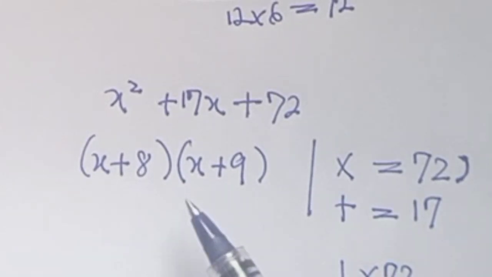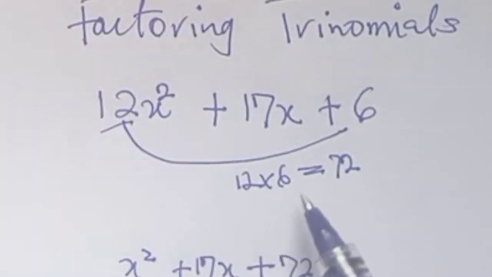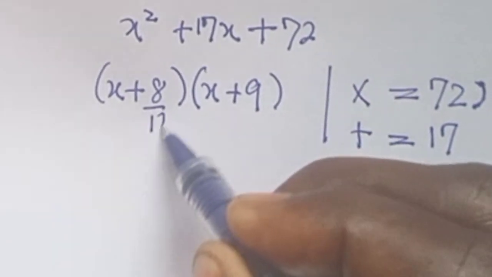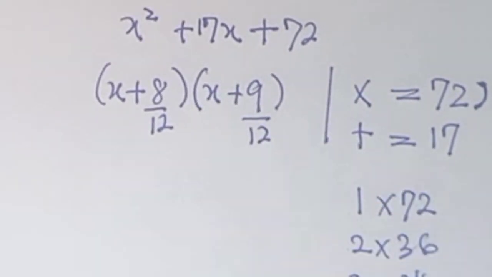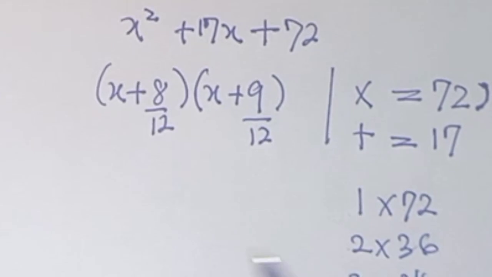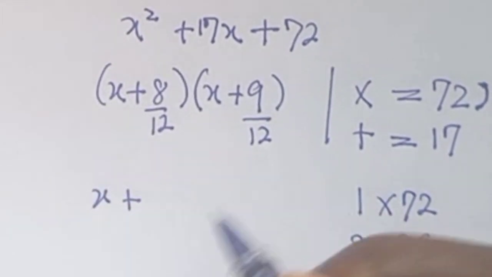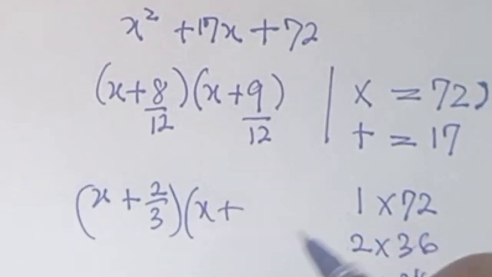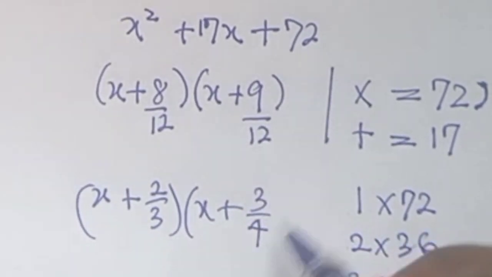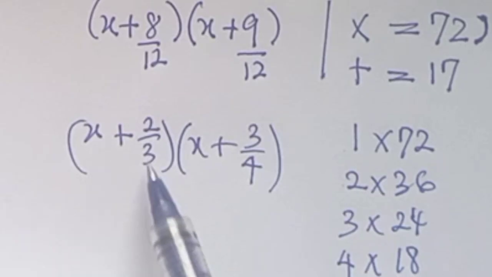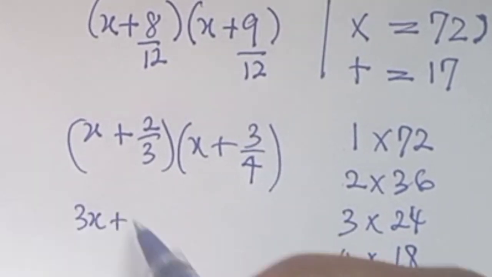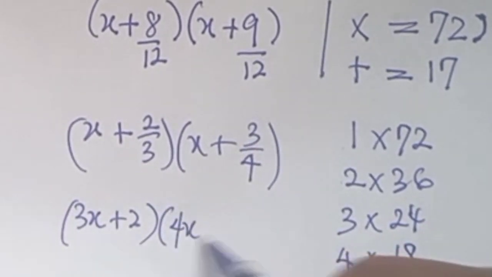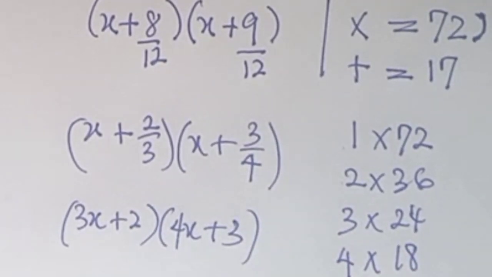So the next step is to divide by the 12 we previously multiplied with. That is over 12 and over 12. If we simplify this, it becomes x plus 2 over 3, x plus 3 over 4, and x times 3, that is 3x plus 2, and here 4x plus 3, and we are fine.